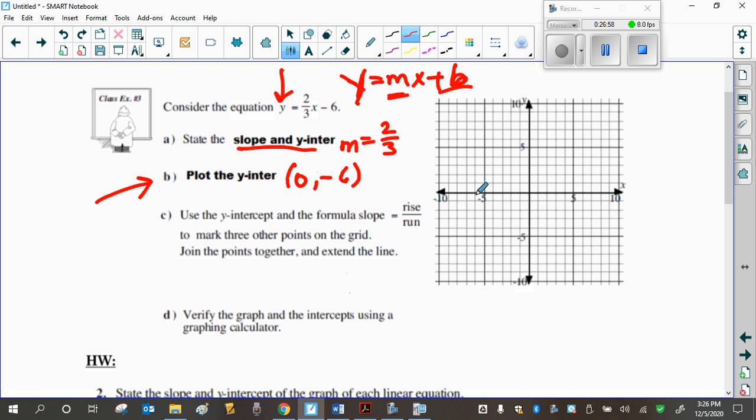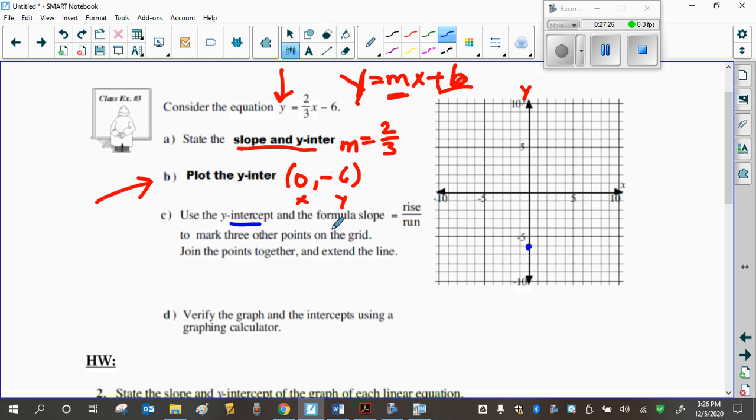So plot 0, -6. Again, you have to tell me whether that is here or here. This is your x, this is your y. Your y goes up and down, so your 6 is going up and down. Okay, so there's 0, -6 right here.